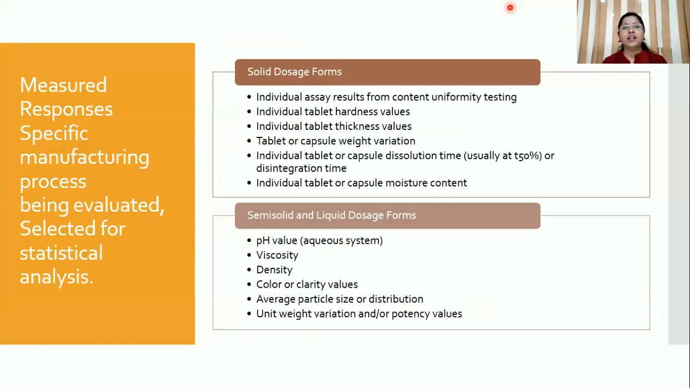Then the next one is the measured responses of the manufacturing process being evaluated, selected for statistical analysis. Here again, more specifically, in the case of retrospective validation, what do we need to consider? Like the same question from Prerna, what data do we have to trim? We are deleting some data, but which data do we need to keep? The specific manufacturing process to be evaluated should be selected for the statistical analysis.